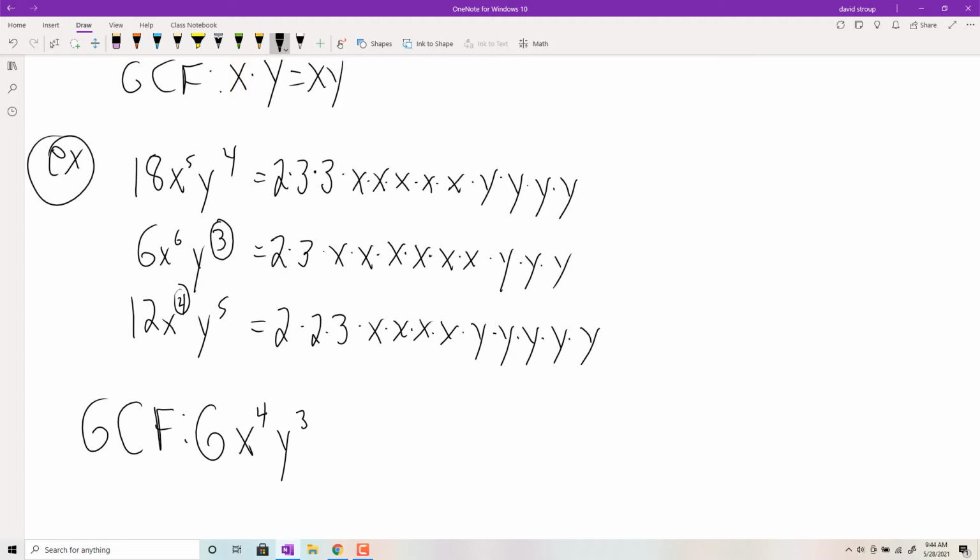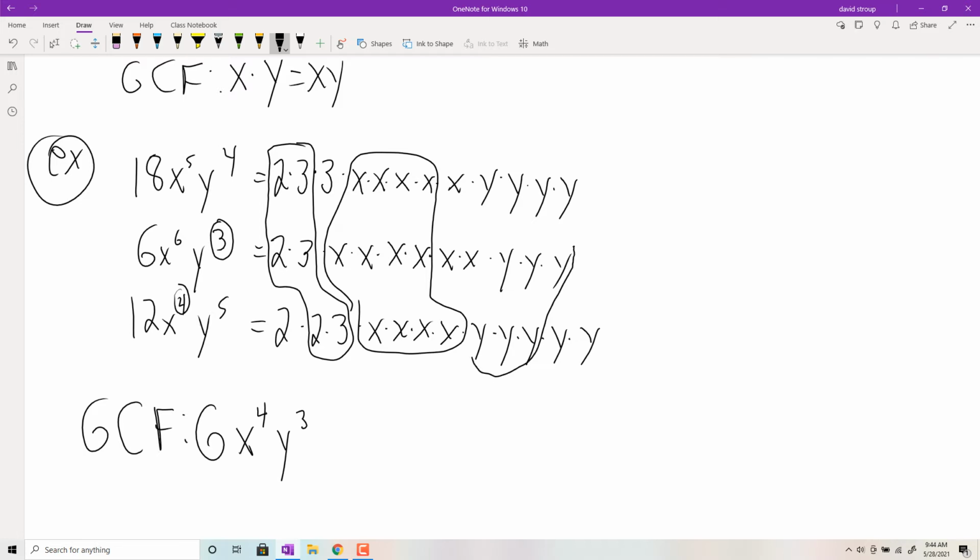And then we're looking for the things that are common. So all of them have a 2 times 3 part. And then all of them have 4 x's, at least. And then all of them have at least 3 y's. And there, you see our GCF. So 6, x to the 4, y cubed.